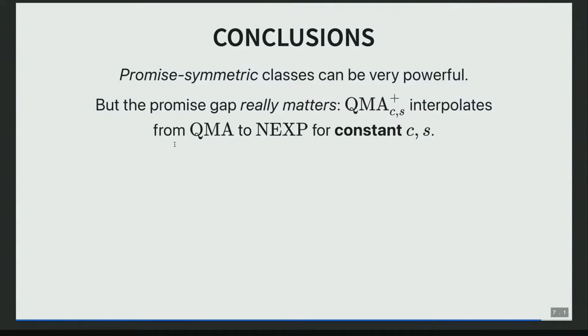So I'll leave you with a couple of conclusions from this work. The first thing is that these promise symmetric classes are really powerful. Both QMA2+ and QMA+ can reach NEXP. But the promise gap seems to really matter. In QMA+ in particular, with constants, you can get from QMA to NEXP.